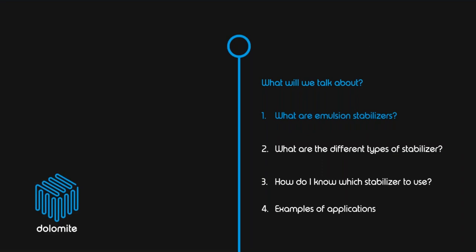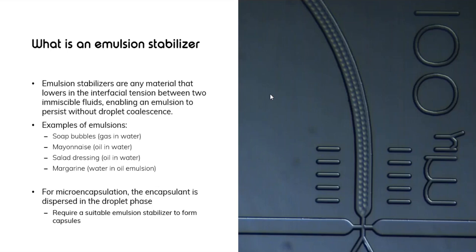Okay, so to start with, what is an emulsion stabilizer? Emulsion stabilizers are any material that lowers the interfacial tension between two immiscible fluids, and that enables an emulsion to persist without the droplets coalescing or breaking apart. Ideally, we want that emulsion to be nice and monodispersed when working with microfluidics, so any coalescence events become very noticeable, so it's important to try and minimize those as best as possible.